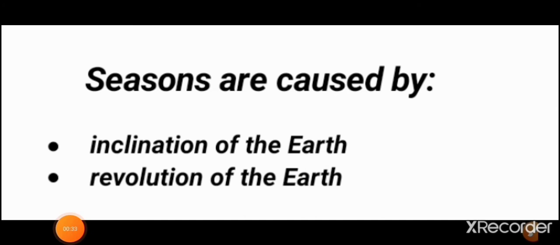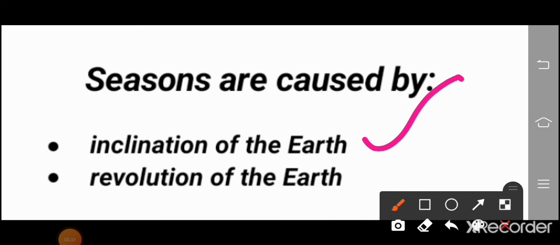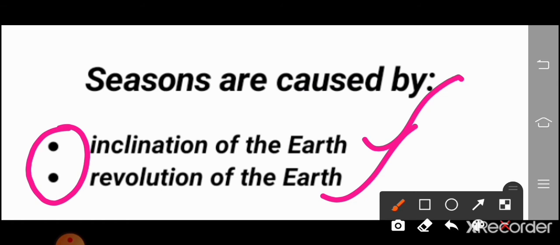The first reason is the inclination of the earth, which means the axis of the earth is inclined a little. You know that. And the second reason is the revolution of the earth around the sun in an elliptical orbit. So these are the two reasons by which the seasons are caused.